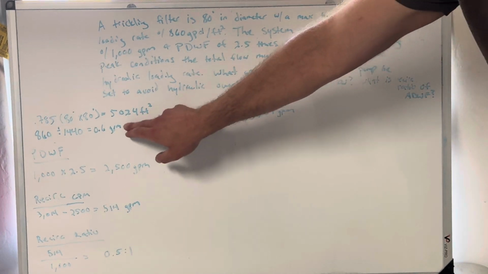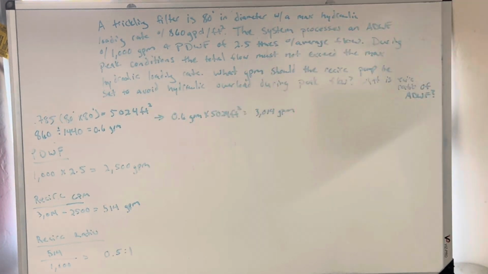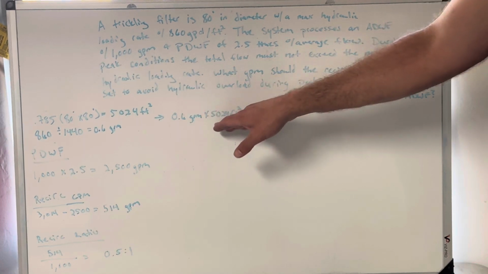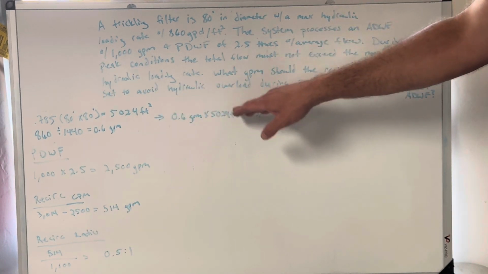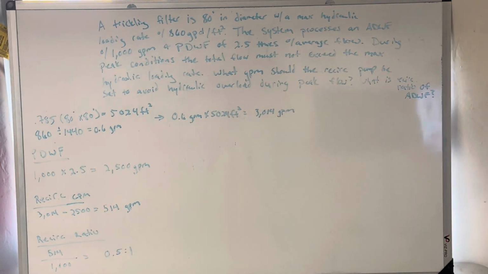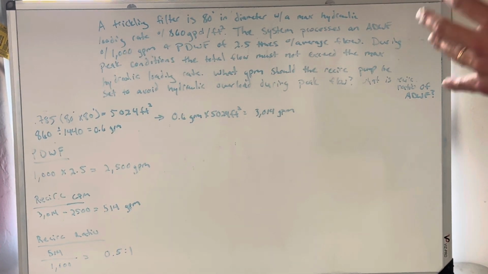And I apologize, guys, I didn't put per square foot. So I'm correcting that verbally now. 0.6 GPM per square foot times 5,024 square feet, which is my trickling filter surface area, is 3,014 gallons per minute. That's how much peak dry weather flow, that's how much hydraulic loading the trickling filter is able to take.